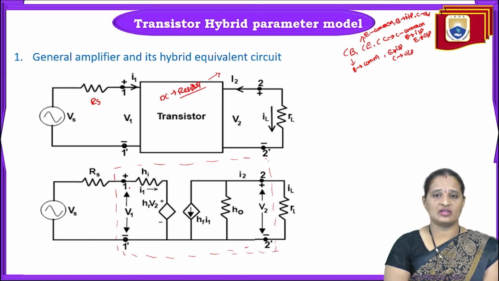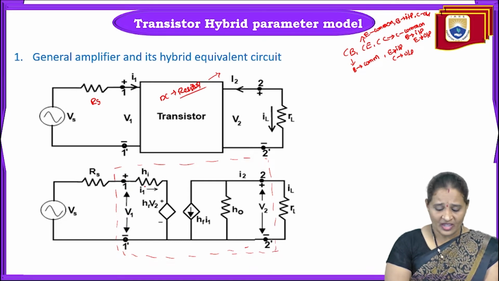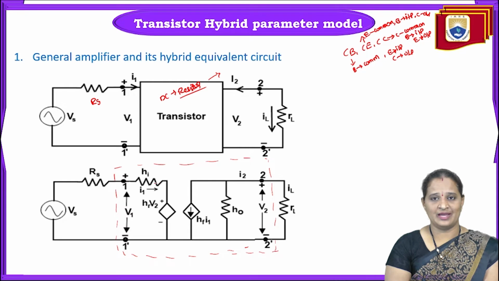So this is the equivalent circuit of a transistor, which is approximated as a two-port network. What does this equivalent circuit consist of? Hi is the input impedance in series with a voltage source whose magnitude is Hr times V2, where the input port is considered as 1 and 1 dash. The voltage at that input port is considered as V1, and the current flowing through the input loop is represented with I1.